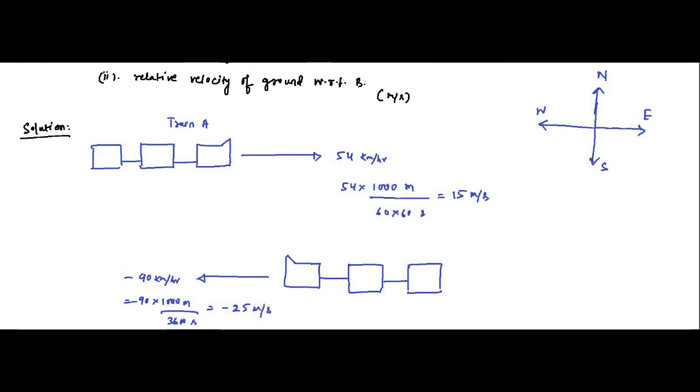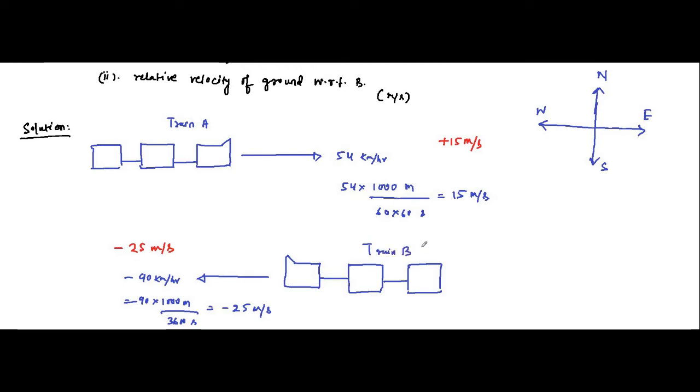So again let me highlight it here, this is plus 15 meter per second, this is minus 25 meters per second. Because it is along the negative x-axis, this is along the positive x-axis. One dimension, relative velocity in one dimension. So this is here train B.